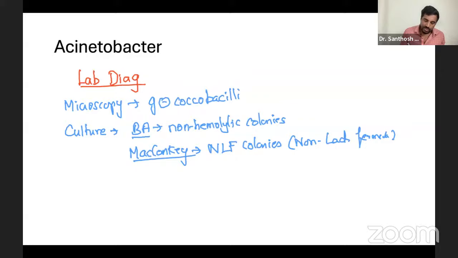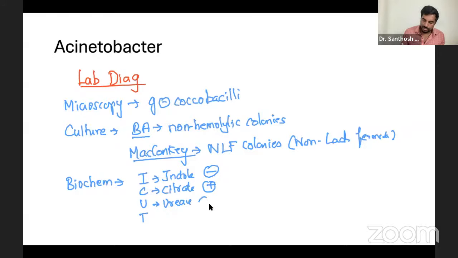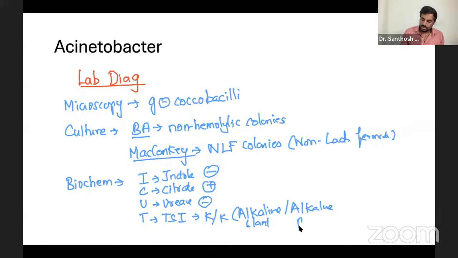Apart from that, when we talk about biochemicals, we usually put this test called IC-U-T. Indole is usually negative here. C for citrate: citrate will be positive. Urease will also be negative. In TSI media, triple sugar iron media, you will see K by K, that means alkaline, all will be pink color: alkaline slant and also alkaline butt. That's all. These are the lab tests for Acinetobacter.